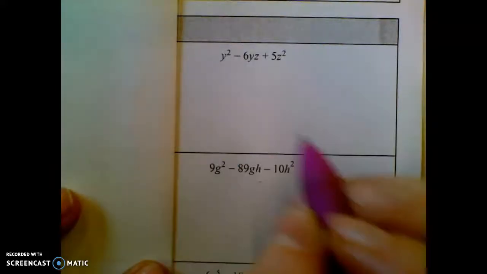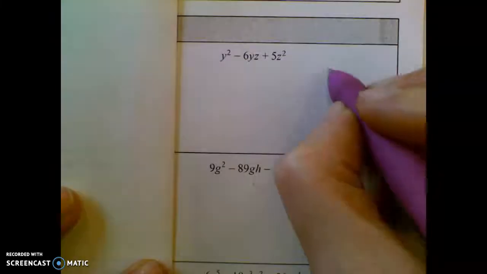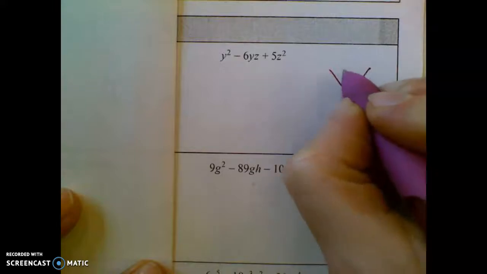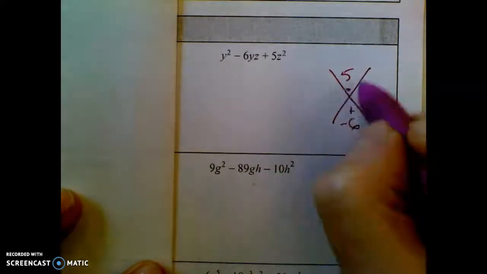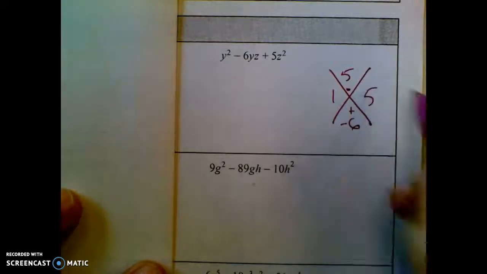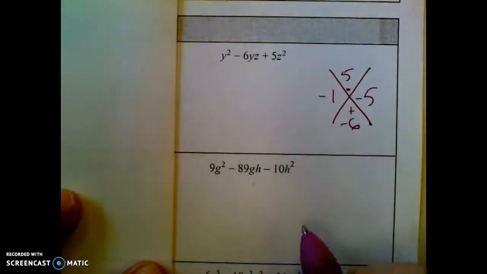All right, same thing on number 9. Number 9 is a trinomial with a leading coefficient of 1, so I can go ahead and do the x method. What multiplies to be 5 and adds to be a -6? Well, the only factors of 5 are obviously 1 and 5. And how do I make it be a -6? Well, I'm going to add a -1 and a -5.